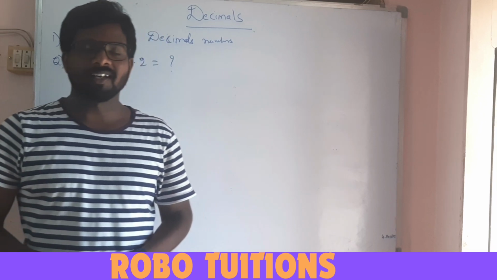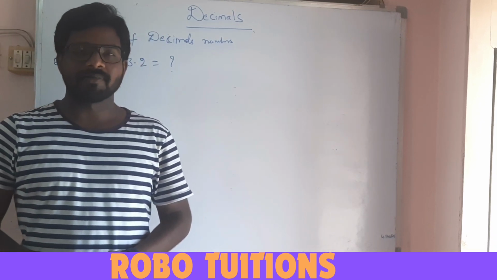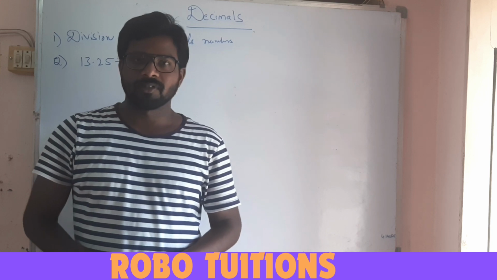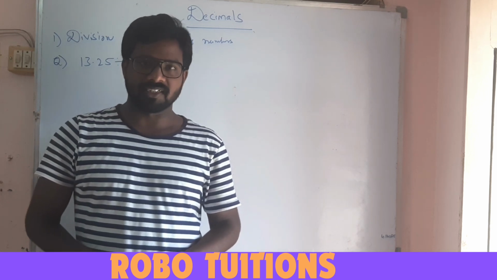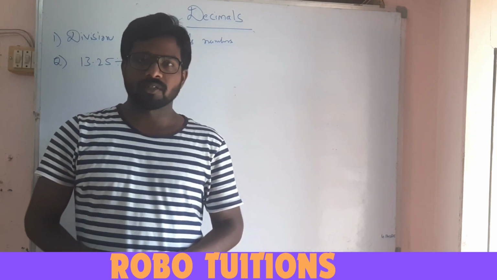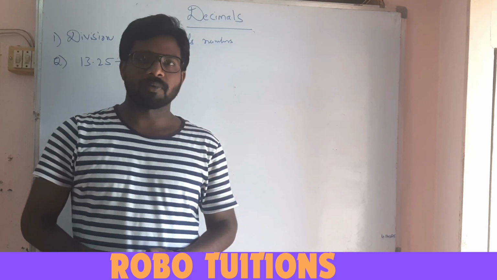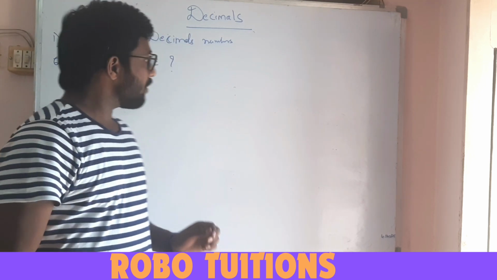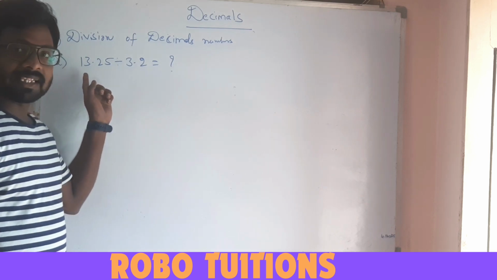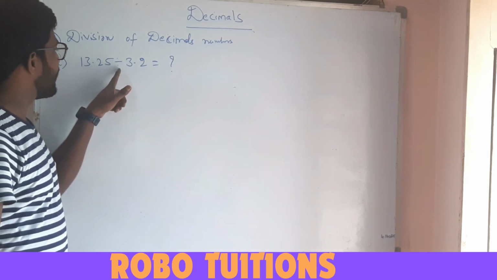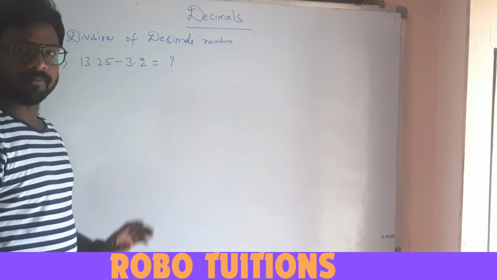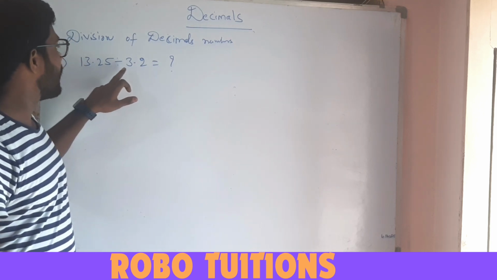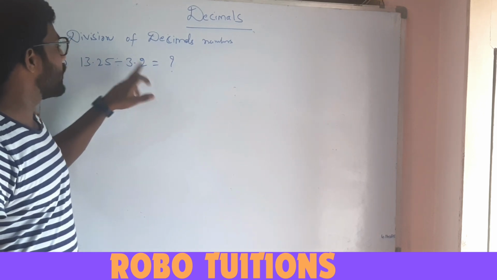Hi everyone. From the decimal chapter, we are solving another problem, decimal divisions. So here is another type of problem in decimal divisions. Let us see what the question is: 13.25 divided by 3.2. So 13.25 will be divided by the number 3.2.